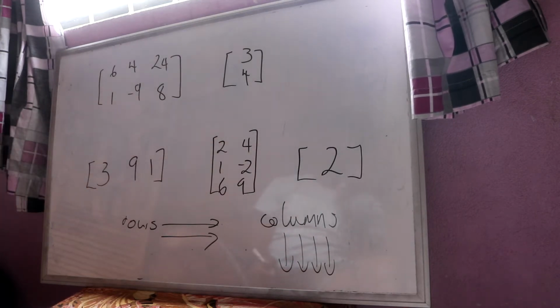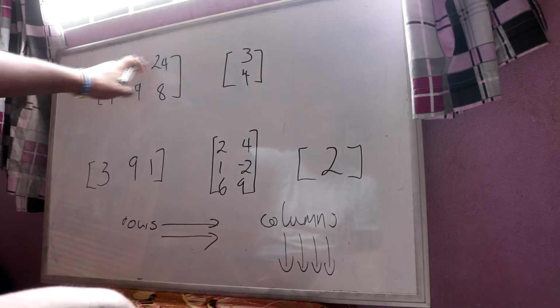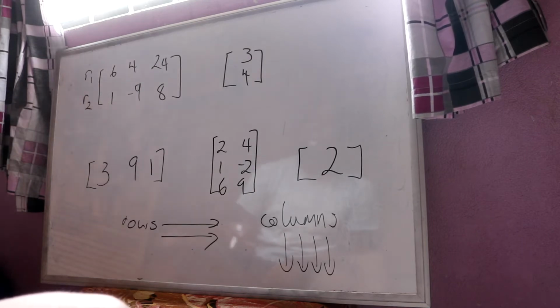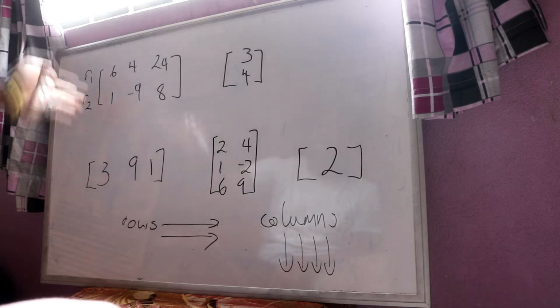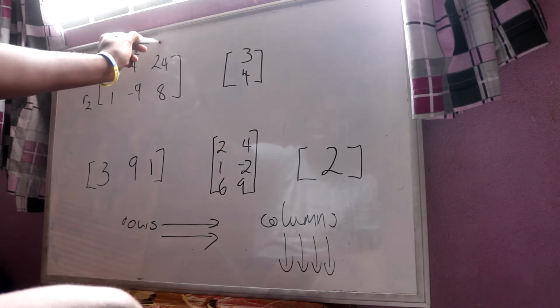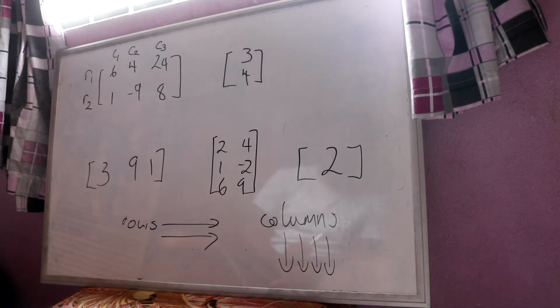Now each matrix has a size or an order, and that size or order depends on how many rows and how many columns the matrix has. So for instance, this first matrix here, this is a row, so let's call this row 1. This is another row, let's call this row 2. So this matrix has 2 rows, one at the top, one at the bottom. How many columns? Well, the columns are coming down vertically. It has one column here, another column here, and another column here. So this matrix has 2 rows and 3 columns.